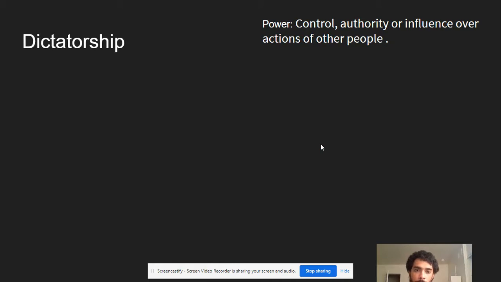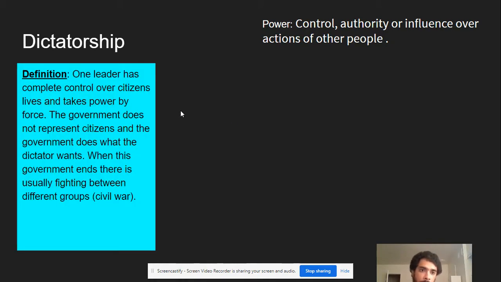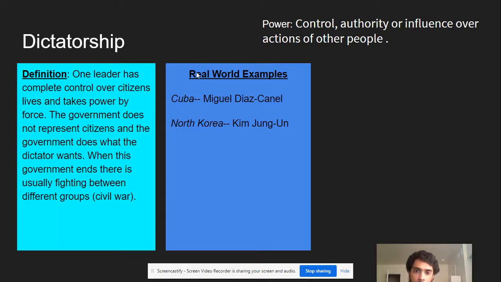The next form of government is dictatorship. It's when one leader has complete control over citizens' lives and takes power by force. The government does not represent citizens, and the government does what the dictator wants. When this government ends, there is usually fighting between different groups. These are two real world examples. In Cuba, Miguel Diaz Canel is the dictator of Cuba. In North Korea, Kim Jong Un is the dictator of North Korea.